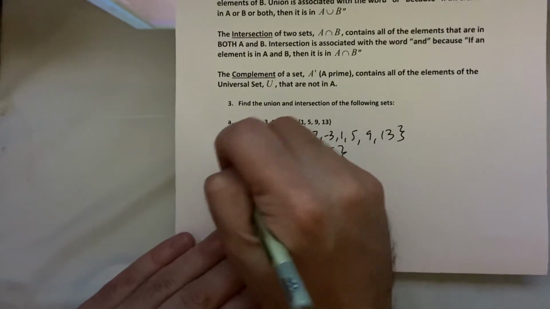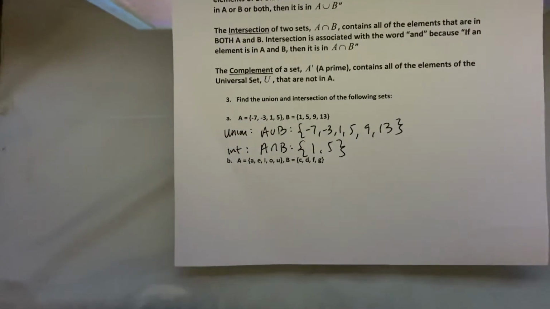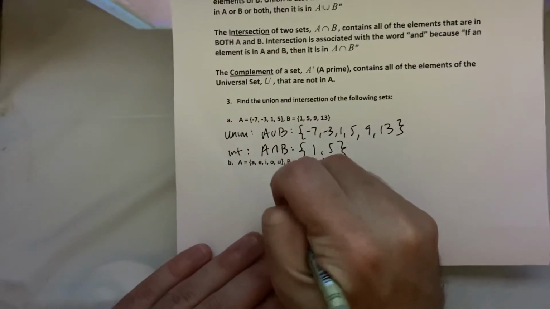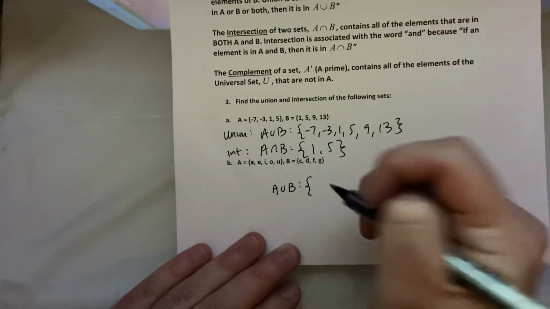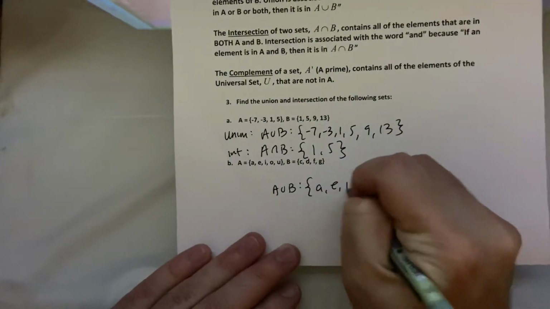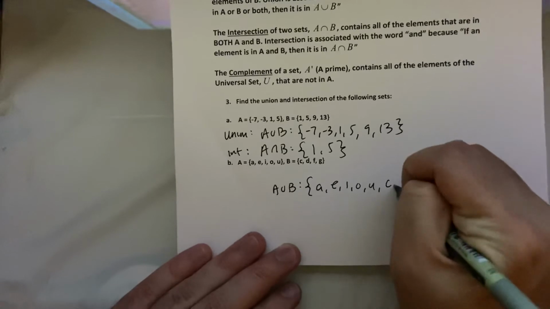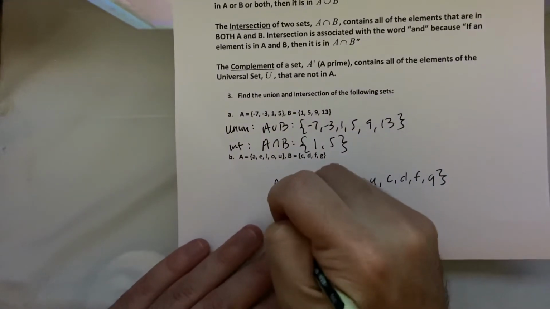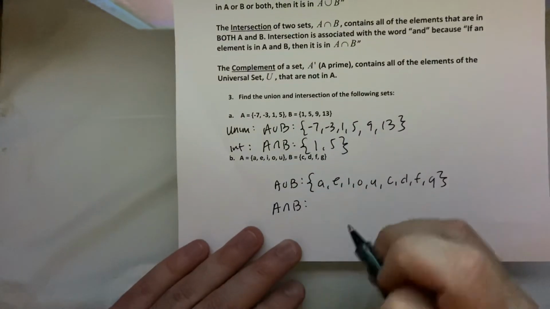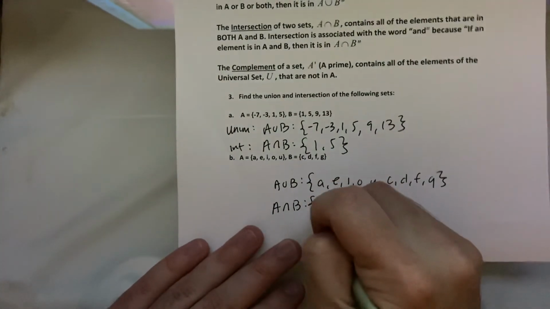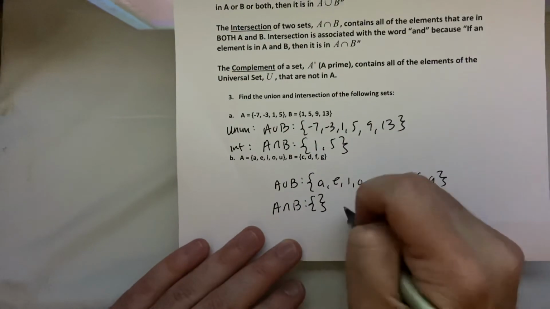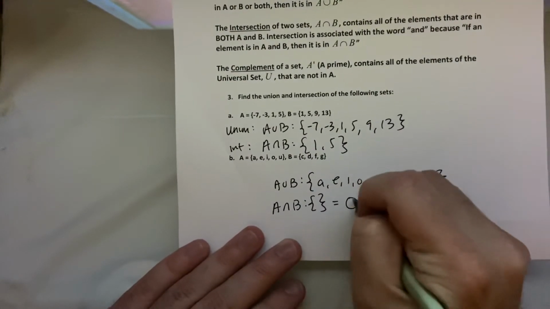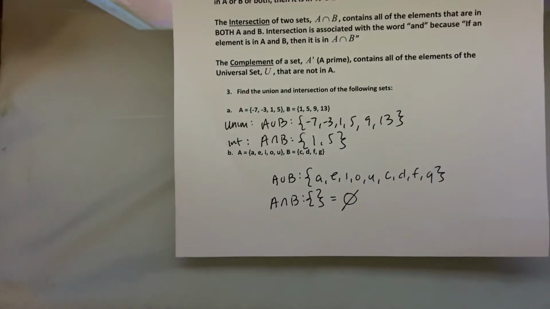And here, the second one, A is a, e, i, o, u, the vowels, and B is c, d, f, and g. So when I combine them together, because they don't have anything in common, I'm just going to take all of the elements and bring them down. But when I look at the intersection, I ask myself, what do they have in common? Nothing. So I can either write this with nothing inside it, or I can write it as the empty set. If two things don't have anything in common, their intersection is the empty set.